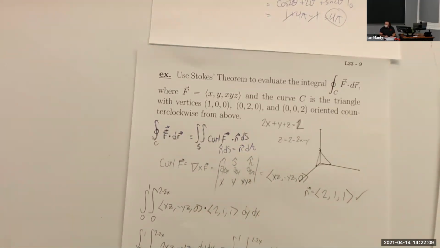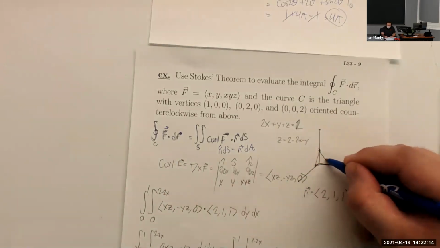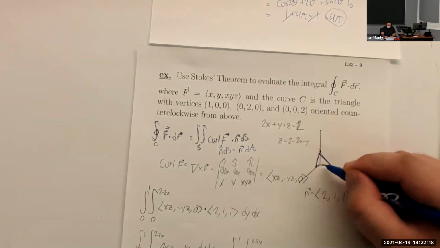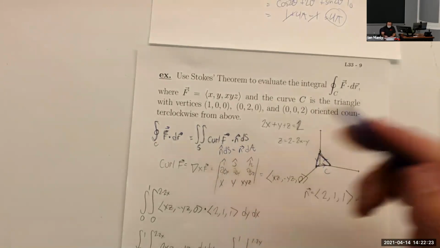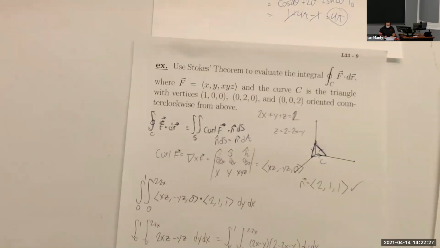Why do we have a C and not an S? You mean right here? The curve C is going to be the boundary of this, so going along the edge of this triangle is C. C is the boundary of the triangle, going counterclockwise. And then S is the surface, so if we fill in this triangle, that will be S.